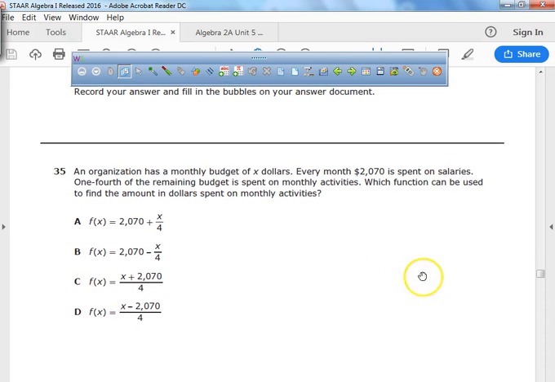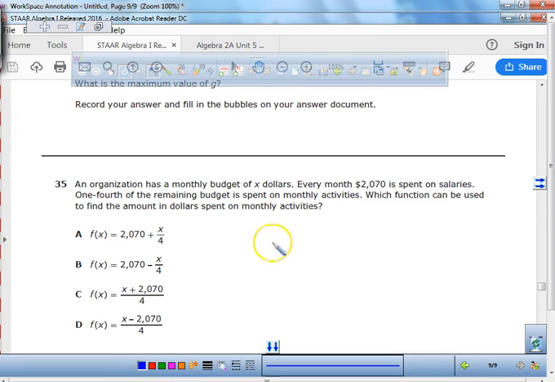Okay, here we go. An organization has a monthly budget of X dollars. Whenever I'm doing word problems, I always write down what X means. X equals the monthly budget. Write it down. X equals monthly budget. All right, every month, 2,070 is spent on salaries.